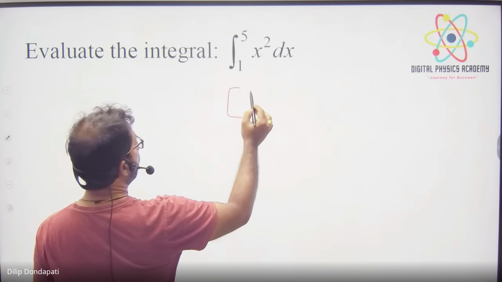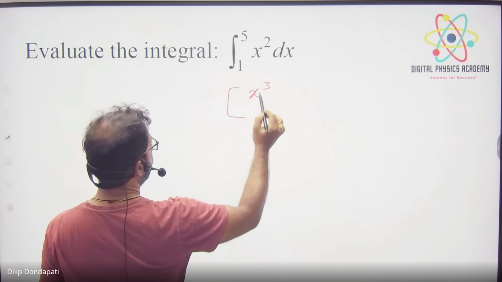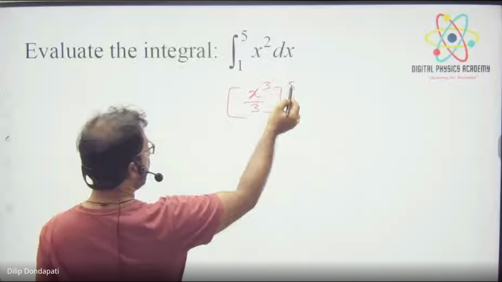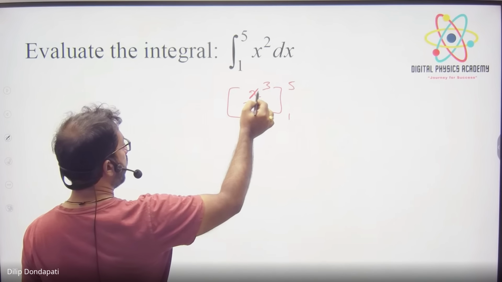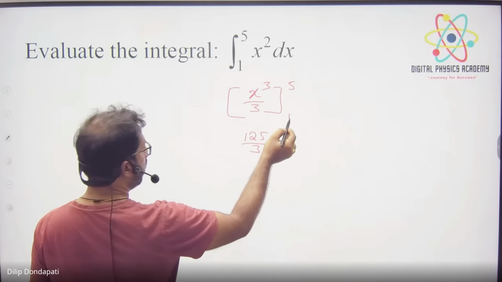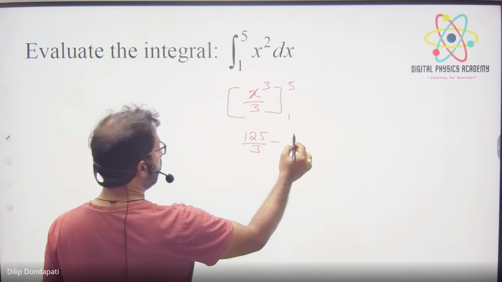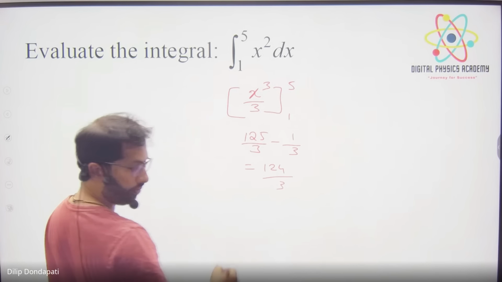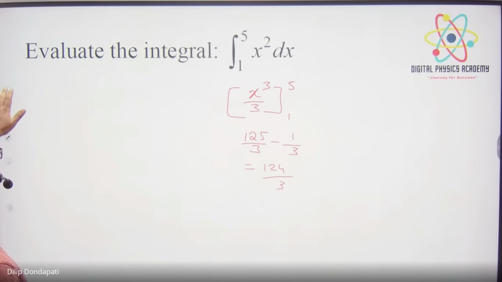Yeah. Integration of x square is x cube by 3. Limits are from 1 to 5. Now substitute the upper limit in place of x. So 5 cube is 125 by 3, minus lower limit. In place of x, 1. 1 cube is 1 by 3. So it is 124/3, the answer. Okay, now do the next one.